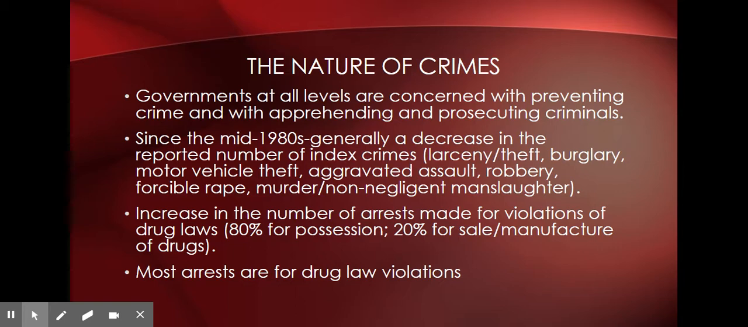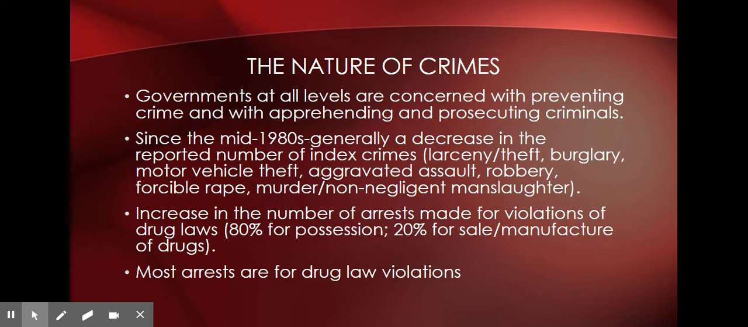So, even in movies and TV, we see a lot dealing with the more serious index crimes like murder and rape and things like that. But there's actually a decrease in the total number of those being reported. Okay? While crimes related to drug law violations are on the increase.